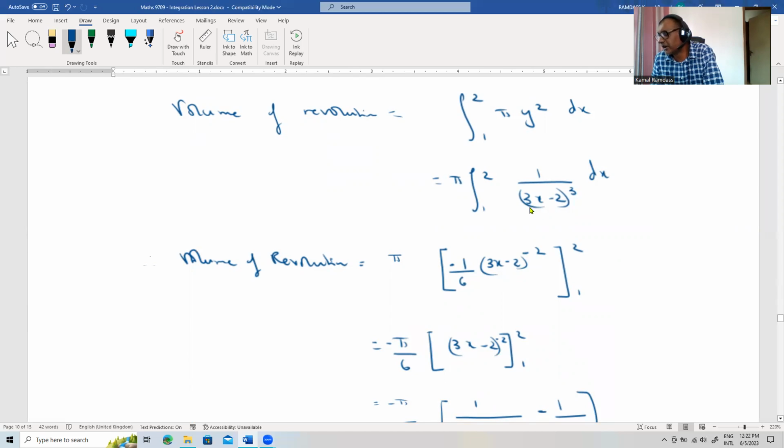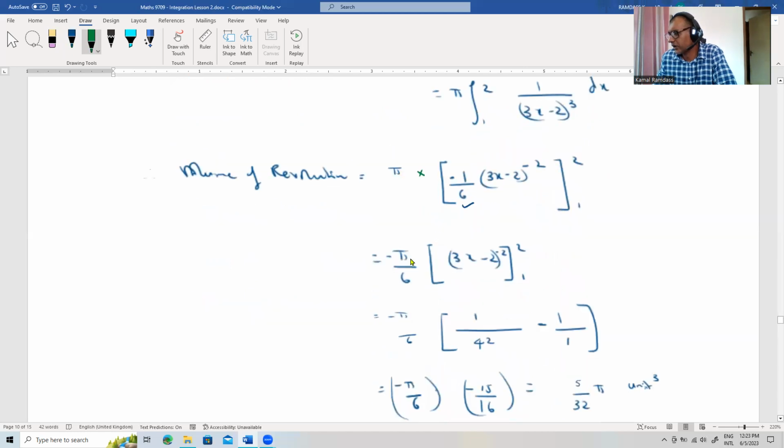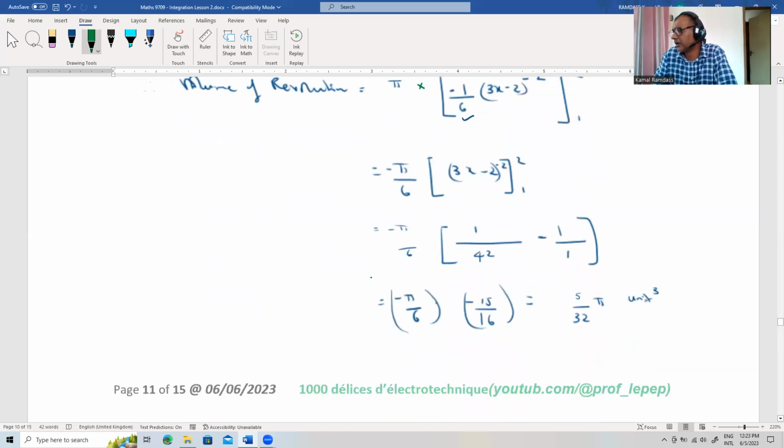Ça veut dire derivative of the inside function, derivative of 3x, c'est 3. Ça veut dire minus 1 over 6. Bon, pour gagner ça, minus 1 over 6. Et qui peut égal minus 1 over 6 multiplied by 3x minus 2 to the power minus 2. Et qui m'a besoin évaluer between the limit 1 and 2. Bien sûr, m'a besoin multiply by pi first. Et il est là, m'a besoin évaluer ça. M'a besoin 5 sur 32 pi unit cube.